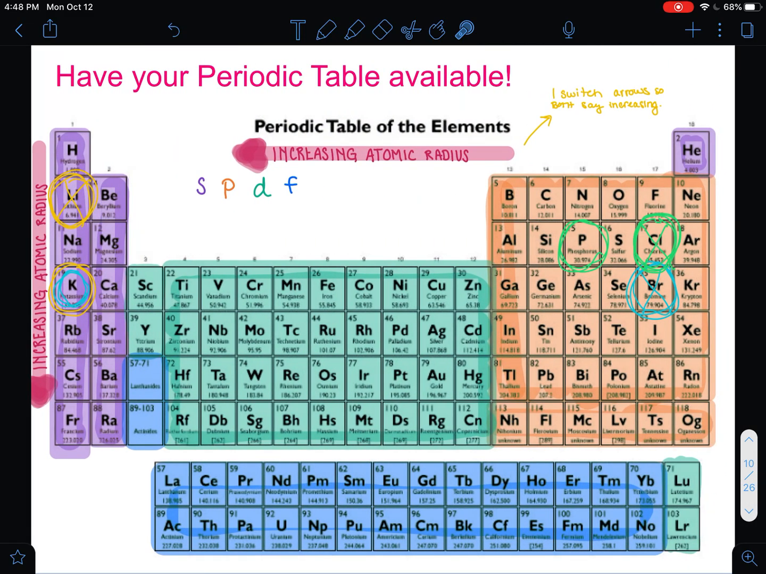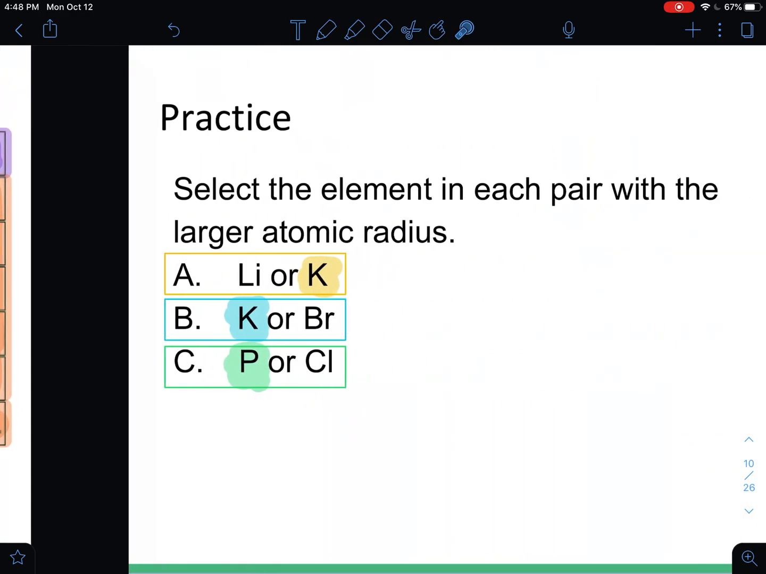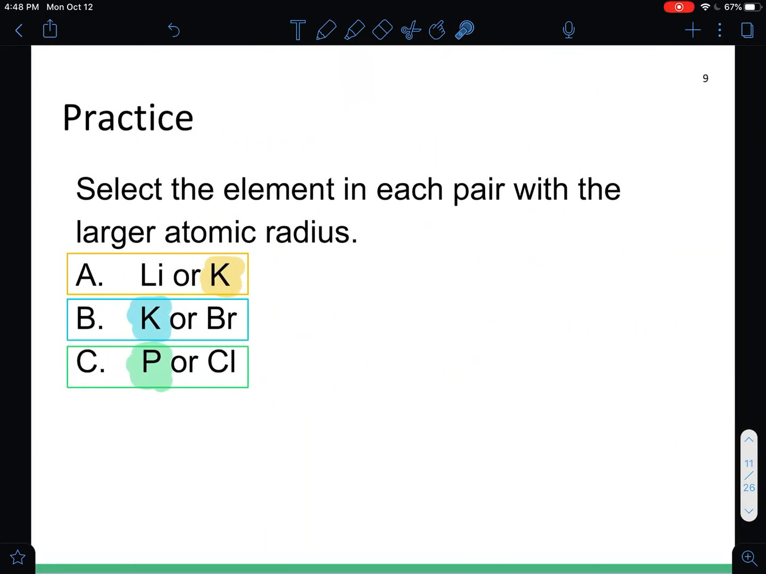So we have potassium and lithium. Potassium, the K, will have a larger atomic radius than lithium because it is lower on the periodic table. Then we have bromine and potassium. Potassium again will have a larger atomic radius because it is further left in the period than bromine is. Lastly, phosphorus and chlorine. Phosphorus will have a larger atomic radius because it is more left than chlorine in its period or energy level on the periodic table. So, one more time, double check your answers.